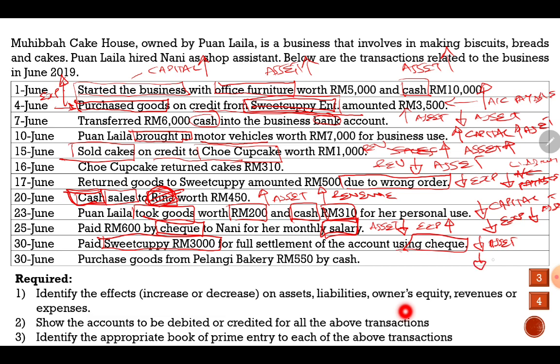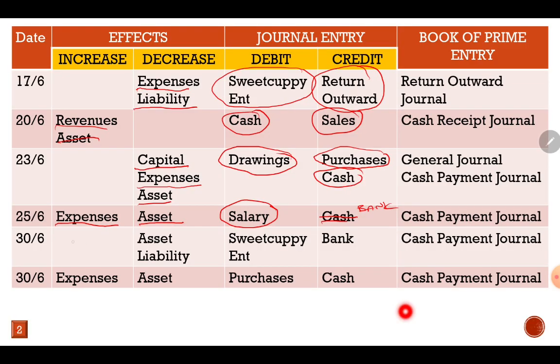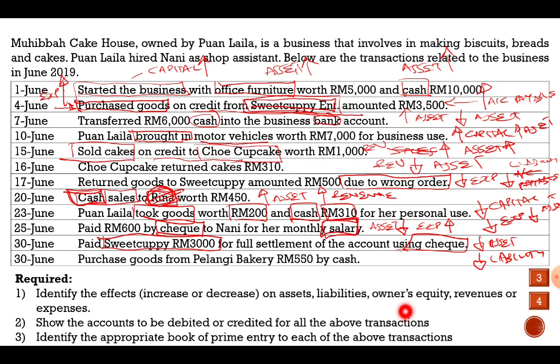Liability will decrease as well. Kenapa? Kita bayar hutang kan? Okay. So, asset decrease, liability decrease. Debit Sweet Kapi sebab kita bayar ya. Credit bank sebab duit berkurang ya. Bank will decrease.